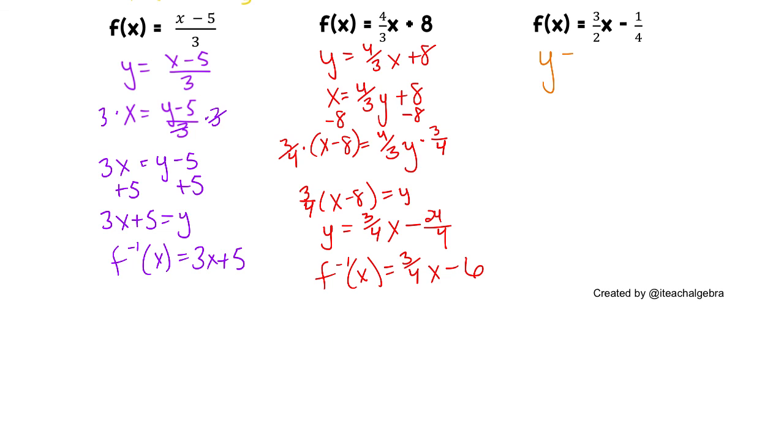Very last one. Get rid of f of x, make it y. So y is 3/2 x minus 1/4. x and y trade spots. x equals 3/2 y minus 1/4. Now we have to solve for y.